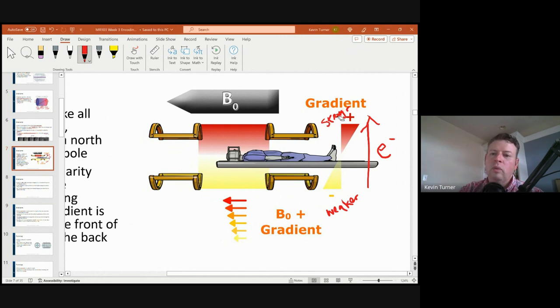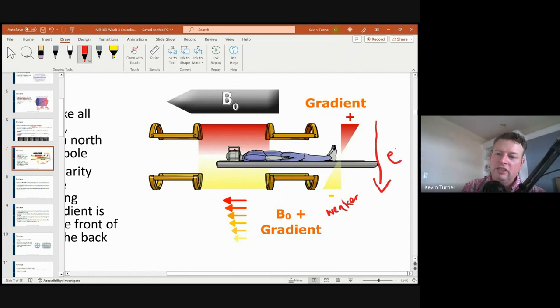You can also switch this. You can turn it and force the electricity to go in the opposite direction, making this part of the gradient strong and this part of the gradient weaker, right? It's called reversing the polarity. And this is what happens. You hear this when you're scanning.